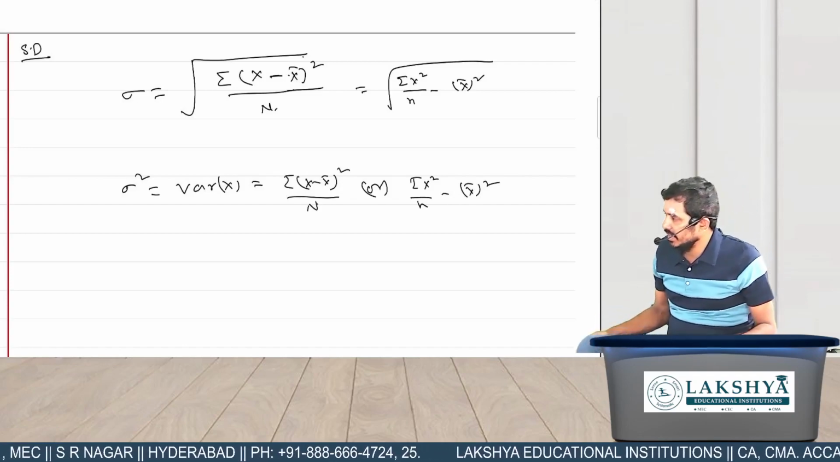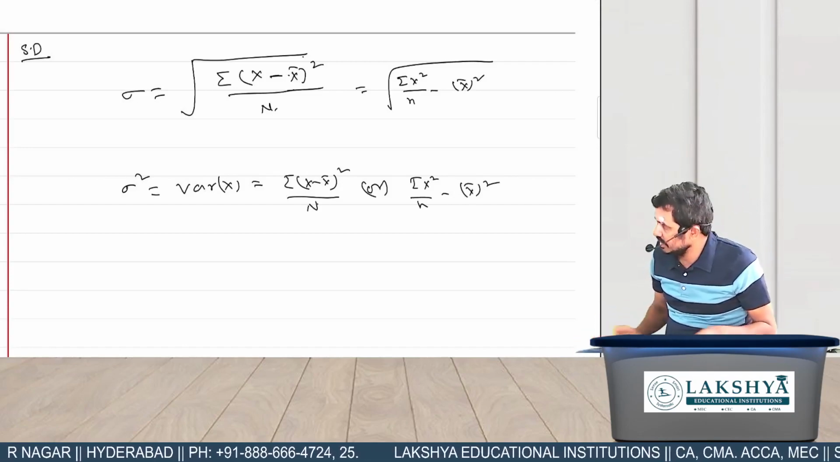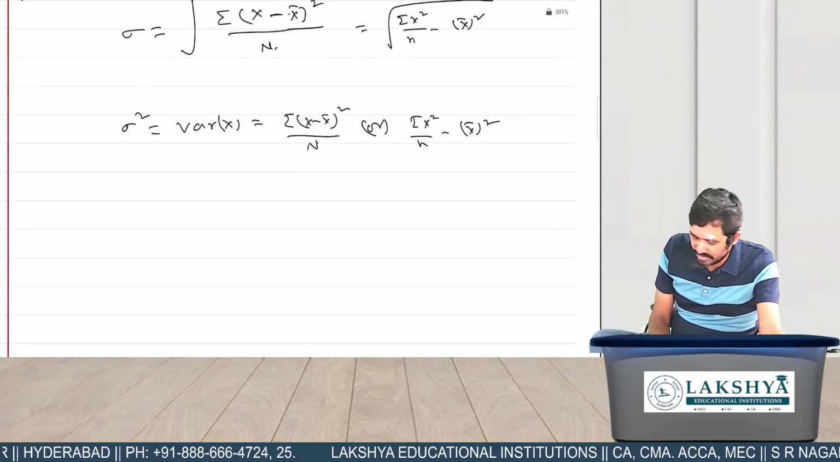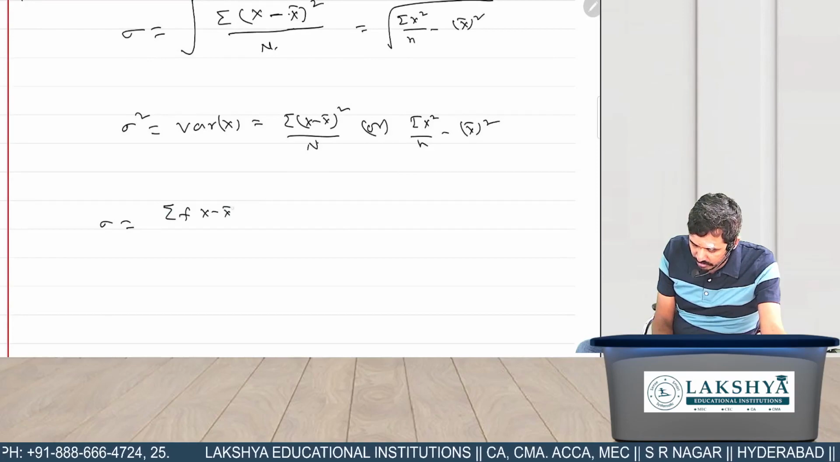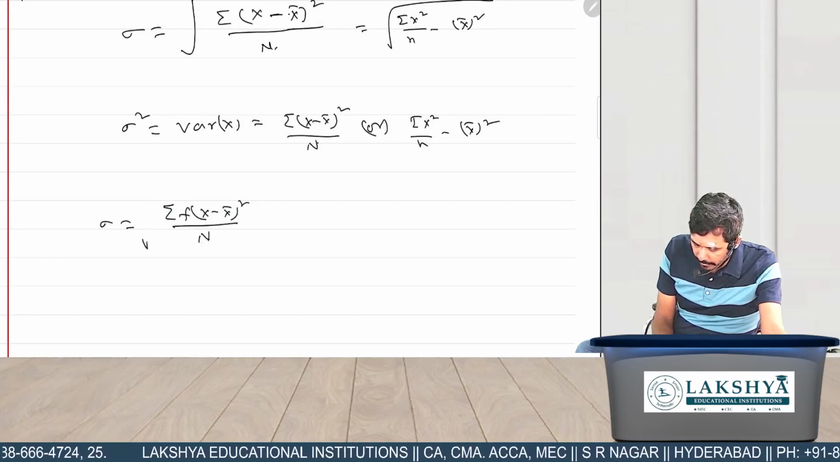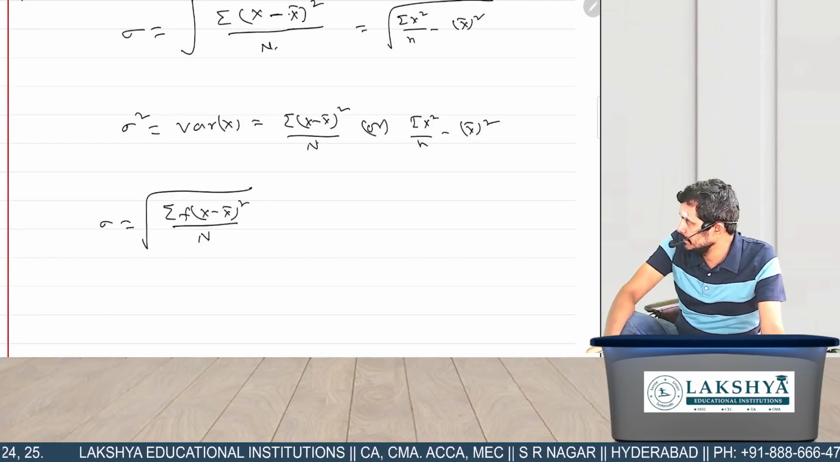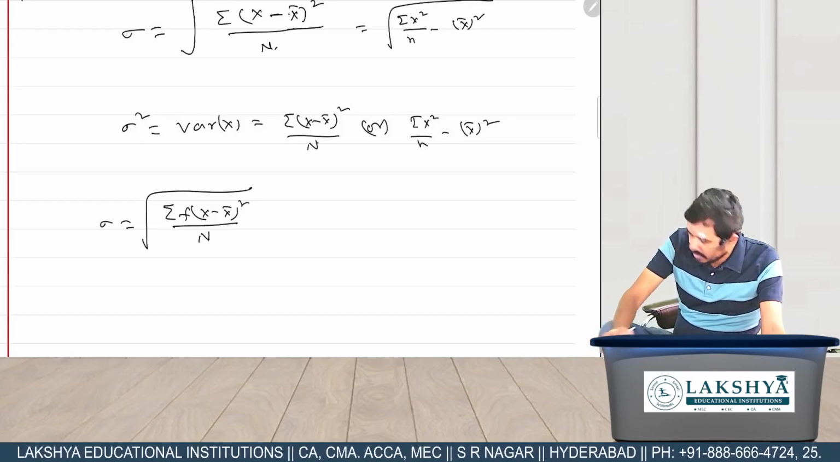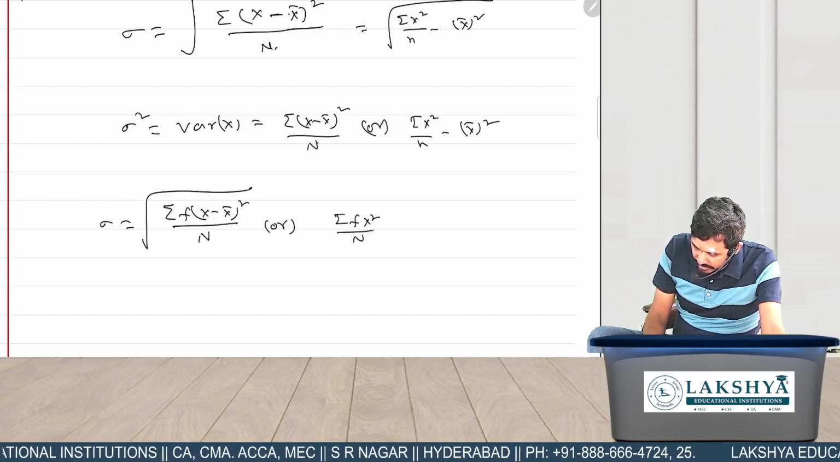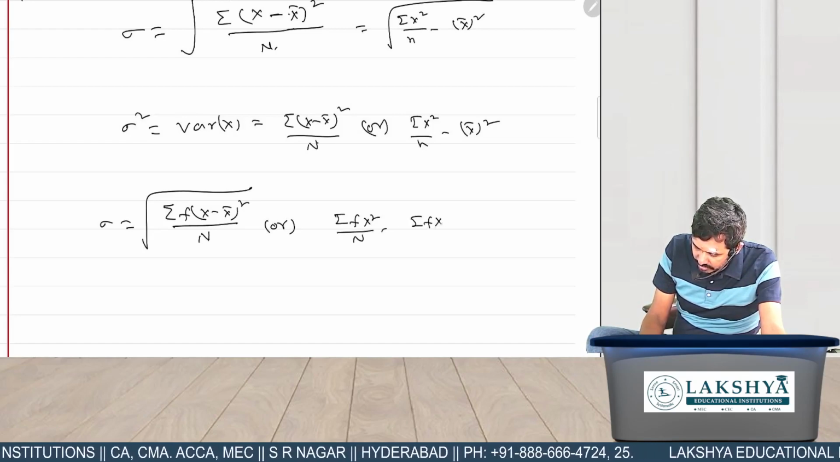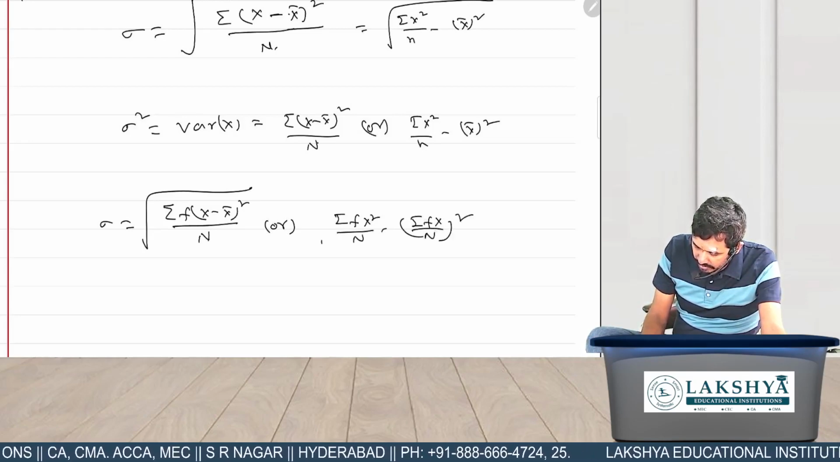For grouped data or a discrete series, the standard deviation is given by the square root of sigma f into x minus x bar whole square by n. It is also written as the square root of sigma f x square by n minus sigma f x by n whole square.